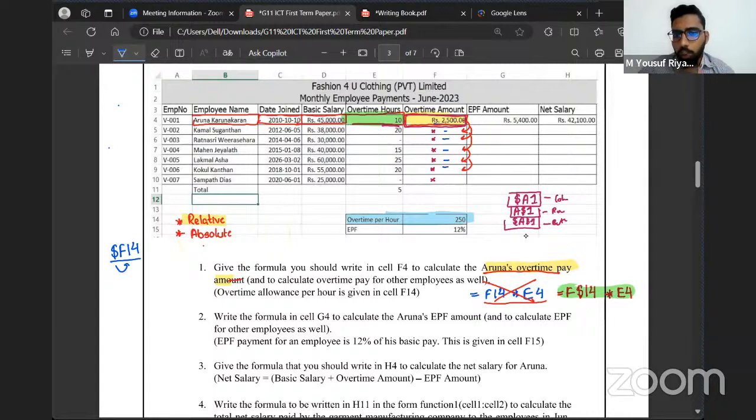I told you, when you're jumping from one row to another row, the row changes. When you're jumping from one column to another column, the column name changes. Both will get changed only if you're jumping row as well as column. Is that clear?